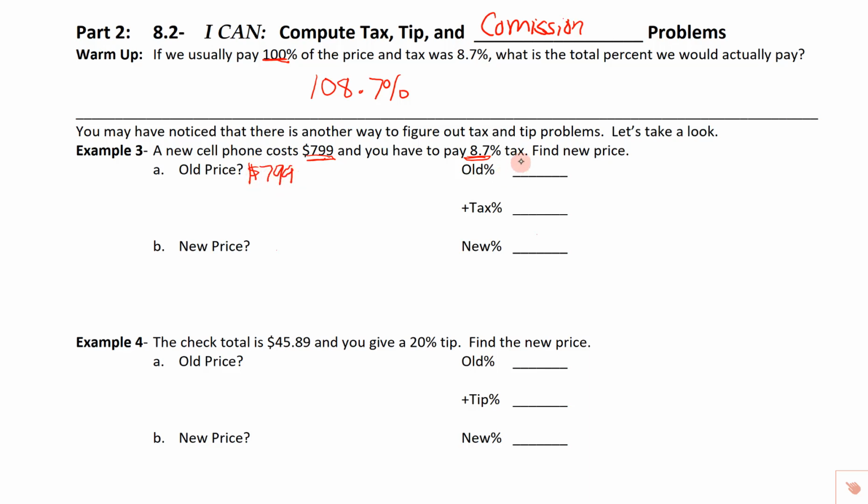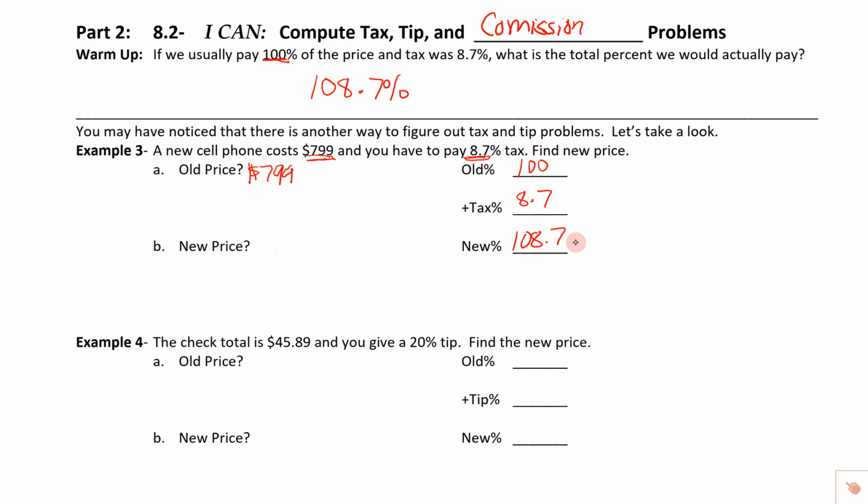Remember, our old percent was just 100%. That's how much the cell phone costs. We're going to add the tax percent to it, which is given to us up in the problem, 8.7. And we're going to find our new percentage. We take our old plus the tax, so 100 plus 8.7 gives us 108.7%. That's our new percent.